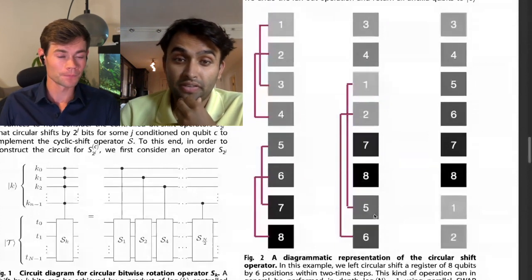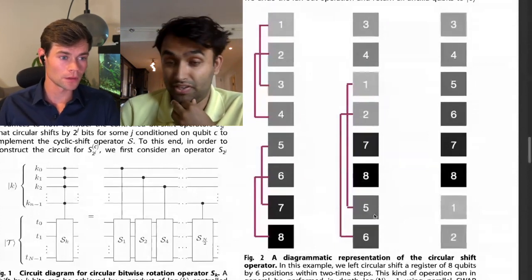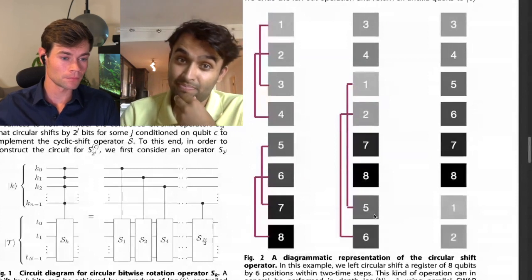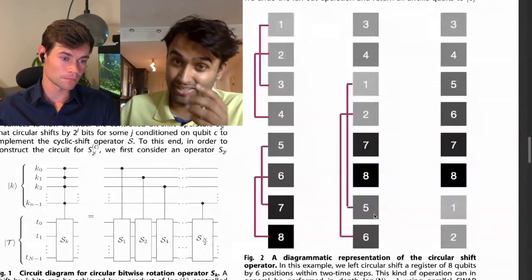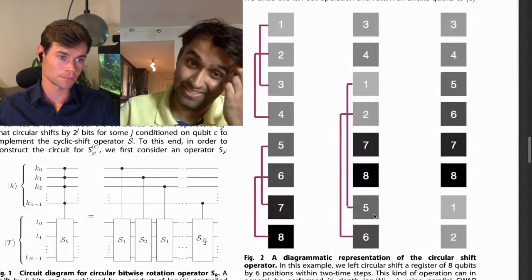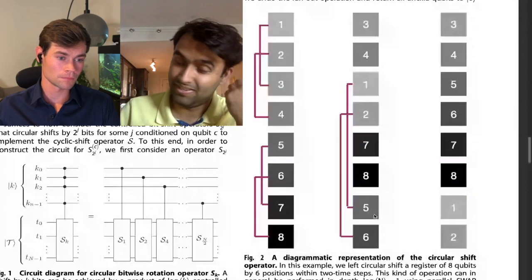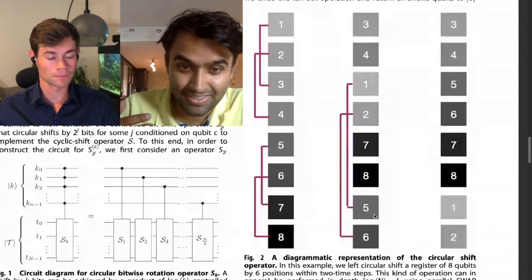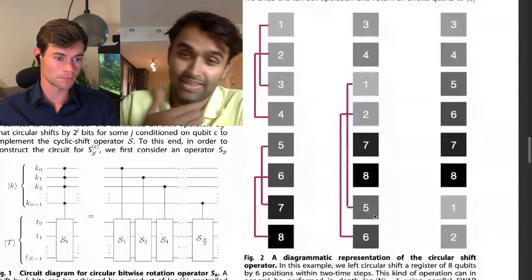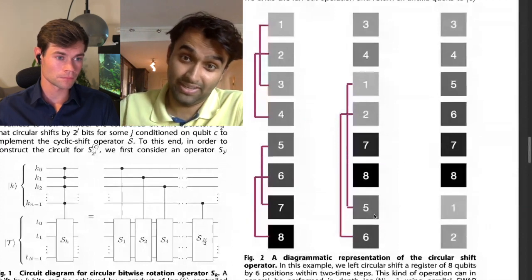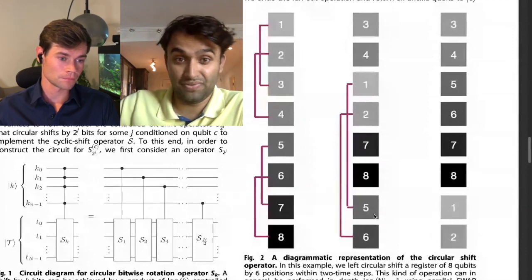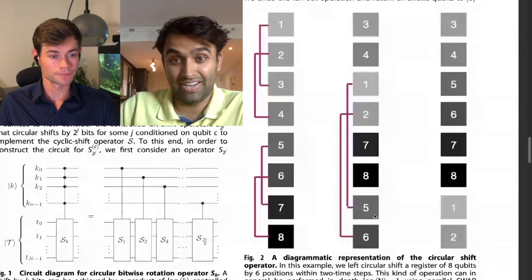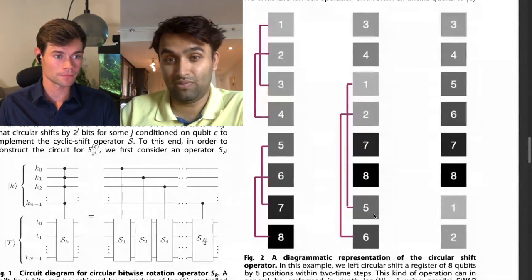So, figure 2 is simply figure 1 in action. If I had 8 things in my string, how would I, for instance, shift each by 6? And the way I would do that is first move everything by 2 and then everything by 4.